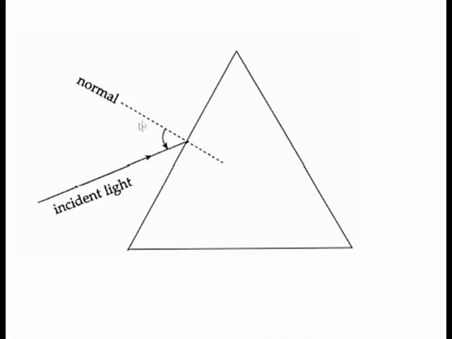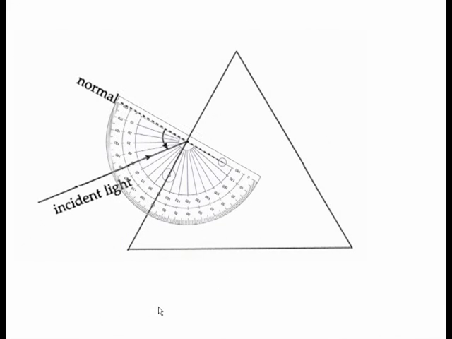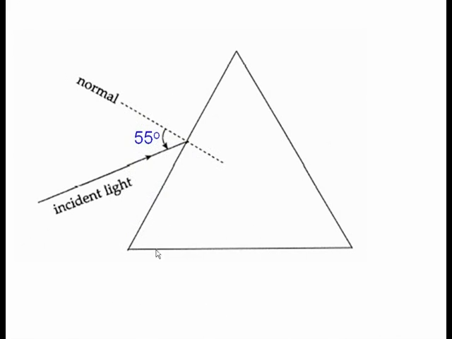So we're going to measure from the normal line to the incident light ray. On my drawing I have 55 degrees. We're going to use that for our calculations. So this is the angle in the air. We want to calculate the angle in here in the glass.